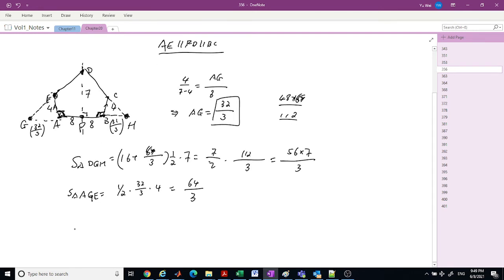Okay, so now the pentagon ABCDE is equal to the triangle DGH minus 2 times the triangle AGE. So then you put all those numbers in, right? And you can solve the result is equal to 88.